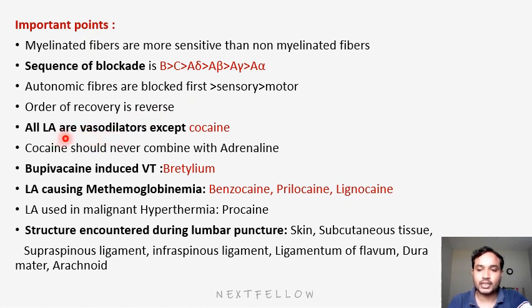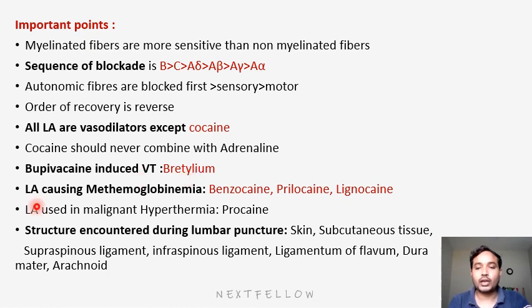Next, this is a very important thing. All local anesthetics will cause vasodilation except cocaine, because cocaine will cause vasoconstriction. That's why we should not combine it with adrenaline, because adrenaline is also a vasoconstrictor and it will cause complications. So we will not use cocaine with adrenaline. Next, bupivacaine induced ventricular tachycardia: what is the drug of choice? Bretylium. This is an MCQ, that's why I am mentioning it here.